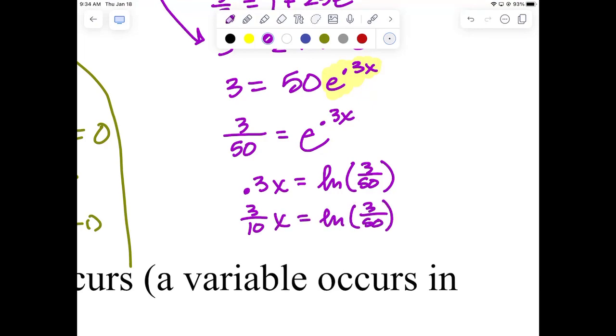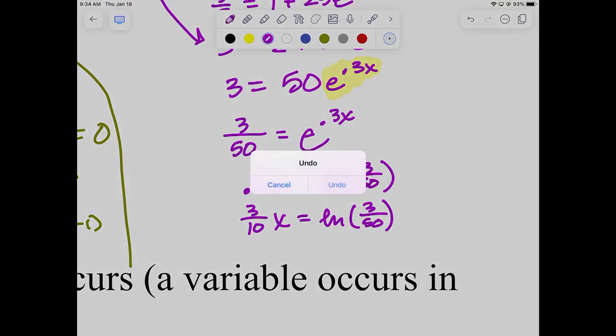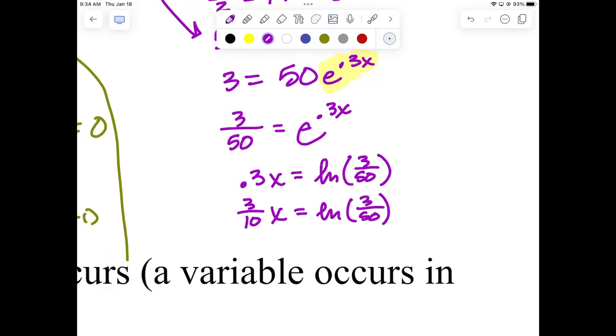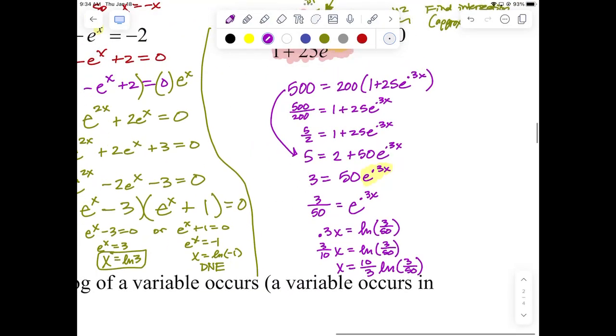I do not like having expressions that are part decimal and part fraction. They need to be either all decimal or all fraction. It's kind of like a mixed language, Spanglish. Now to solve for x, I just multiply both sides by the what of 3/10? Reciprocal, and I get x equals 10/3 natural log of 3/50ths. And there's your final answer.